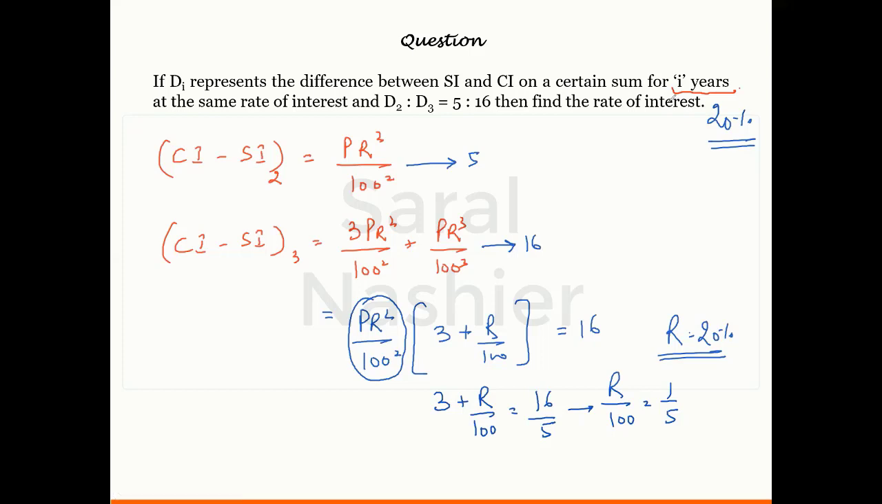But this question can also be solved by another method if you do not have the formula in your mind. So how to solve it? As I discussed with you, in SI CI, the table is also very important. Once you have the table with you, you can make the questions pretty easy. So let's discuss that as well.